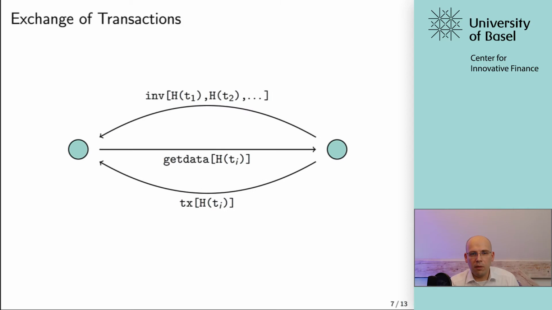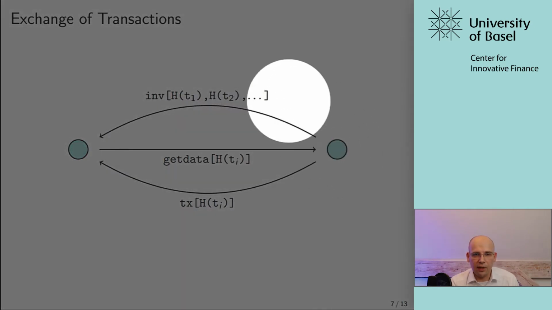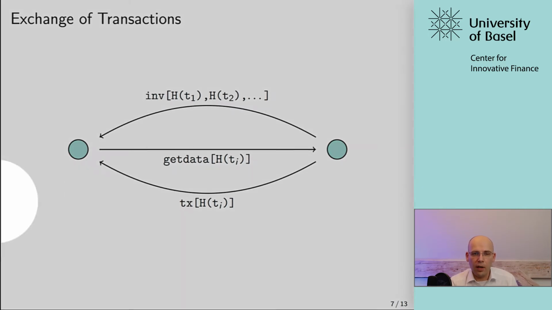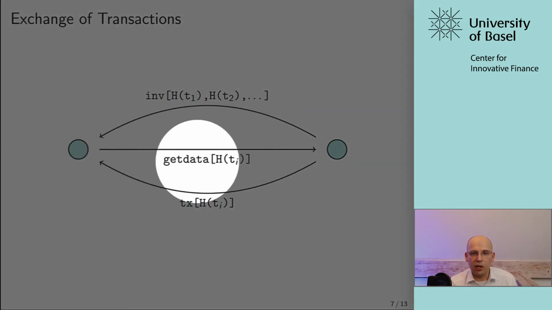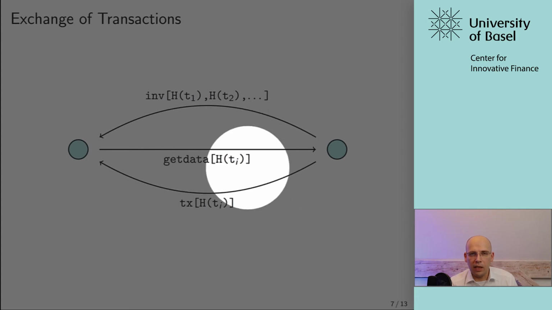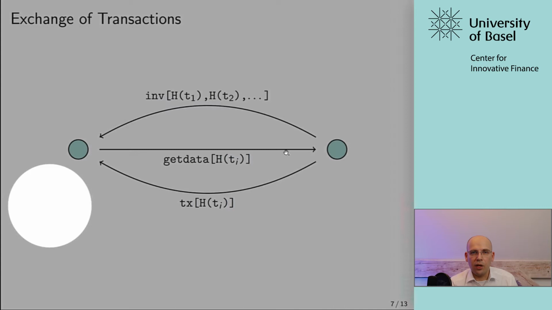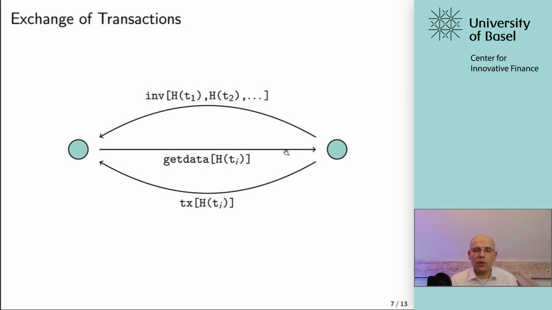Okay, so with transactions it works quite similarly. With individual transactions, again, you get an inventory with all of the transaction hashes, all of the transaction identifiers, and if there happen to be transactions in there you don't know about, then you can request the entire transaction with the get data, with an identifier parameter, and then the other node will send you the transaction information of the corresponding identifier. And that's as easy as that then.